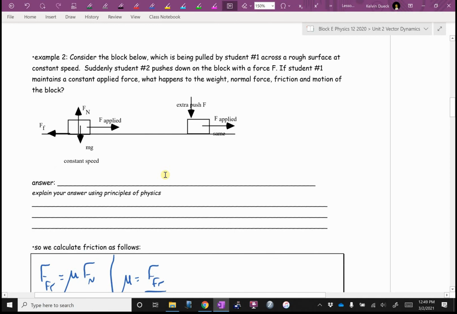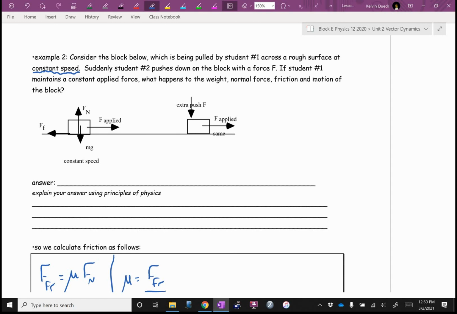Let's look at example 2. So consider the block below, and it's being pulled by student number 1 across a rough surface at a constant speed. I've probably underlined the phrase constant speed. That's probably fairly important. Suddenly, student number 2 pushes down on the block with a force F. You know, let's quantify this just a little bit. Let's say instead of a block, how about the big wooden benches in the gym? The ones at the back of the gym that you can slide around?